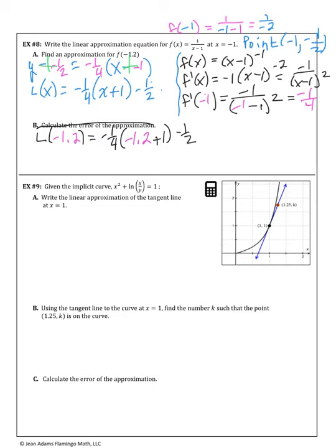Okay, so then I get -1.2 plus 1. Whoops, clearly I put something in wrong. -1.2 plus 1, much better. Then divided by -4, and then minus 1/2. So I get L of -1.2 is approximately equal to -45/100.